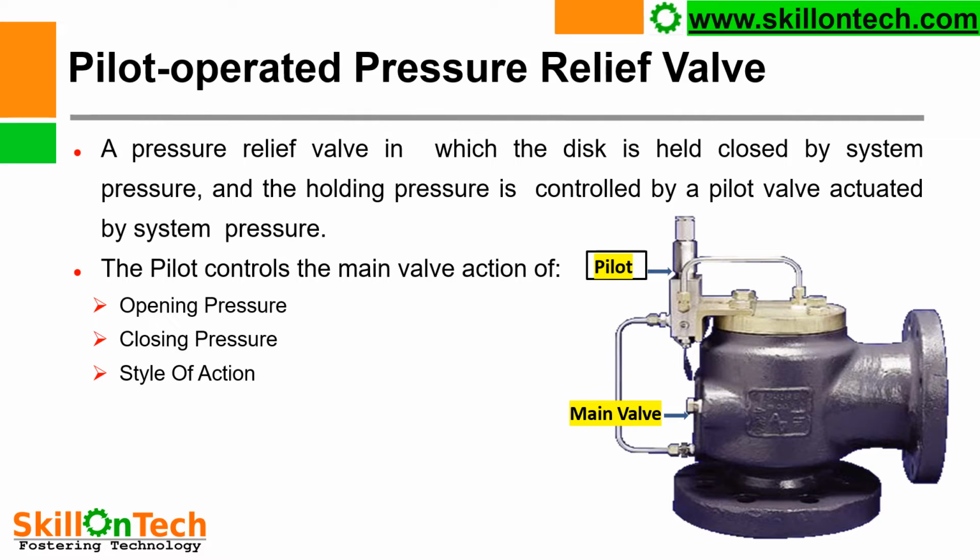Pilot operated safety relief valve. A pressure relief valve in which the disc is held closed by system pressure and the holding pressure is controlled by a pilot valve actuated by system pressure. So you can see clearly in this picture that this is a pilot valve and this is a main valve. The pilot valve is first actuated and then the main valve releases the pressure.